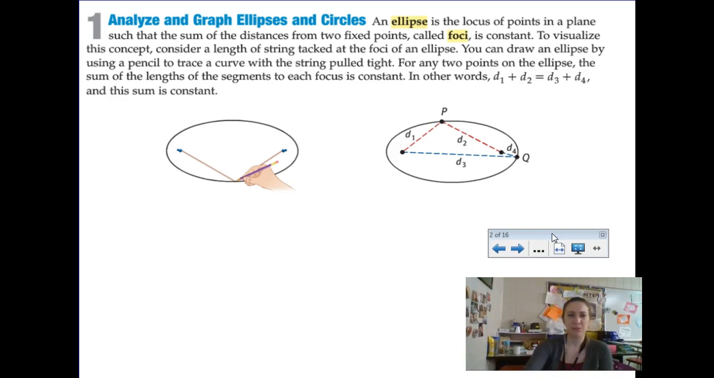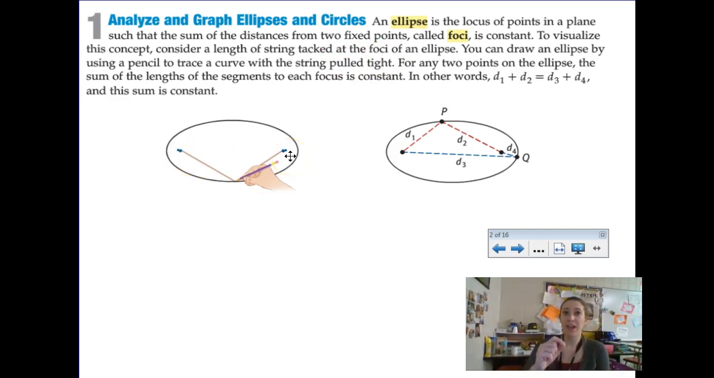Remember, we had something similar for a parabola. A circle is a really basic pencil with a string, a radius, a fixed distance around the center. If we read through this concept here, consider the length of the string tracked at foci. If you attach the ends of a string to the two focal points, you could take your pencil and literally drag it around.